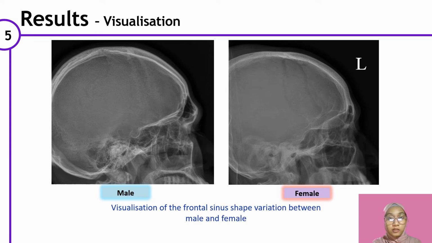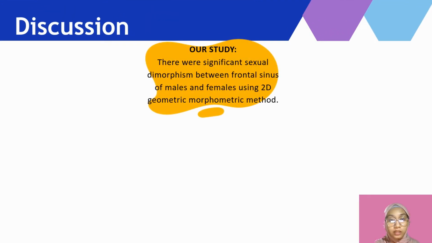From this radiograph, we can see that the male frontal sinus shows a wider shape and the female tends to demonstrate a narrower shape. For the discussion, our study found that there was a significant difference in the sexual dimorphism between the frontal sinus of male and female when using the 2D geometric morphometric method.